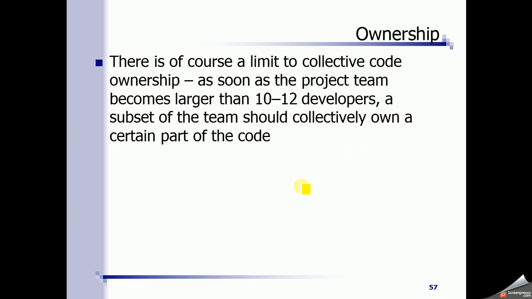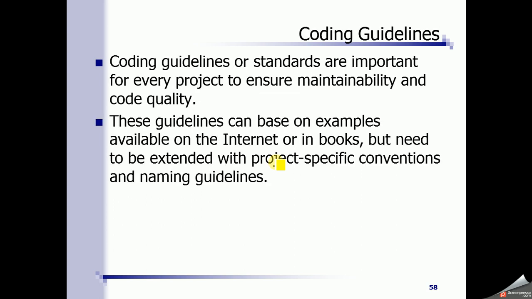Of course, there's a limit to collective code ownership. As soon as the project team becomes larger, let's say more than 10 to 12 developers, then we can break it down into smaller teams, and each team will take responsibility or ownership of some part of the code.